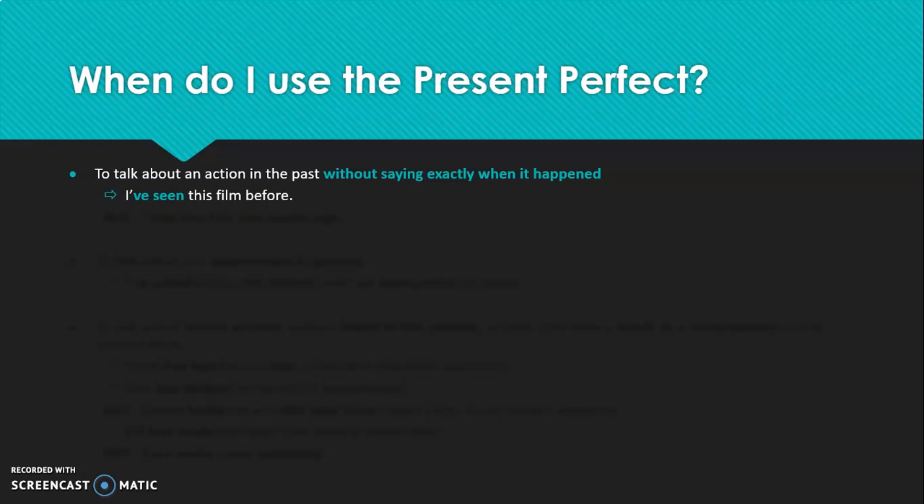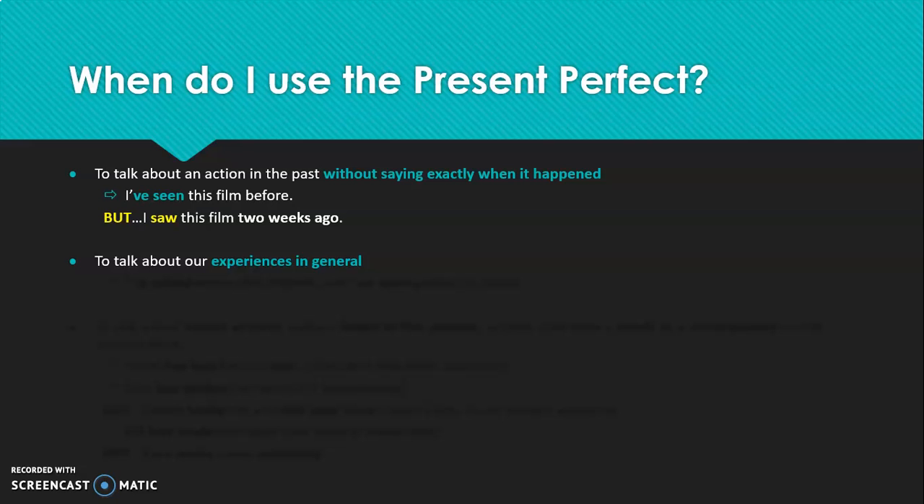For example, I've seen this film before. Okay, I'm not mentioning when. I'm just saying that I've seen this film in my life. I'm not emphasizing when I saw the film. But if I remember precisely when I saw the film, and I can put this in the past, then I use the past simple and I say, I saw this film 2 weeks ago.